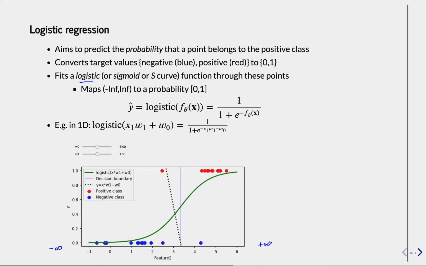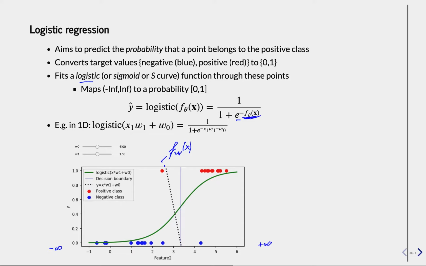Now, this logistic function has this form, so it's 1 over 1 plus e to the minus, and then we have our function f. So this is our linear model. It is shown here by this black line here. This is our linear model f w x. Right.